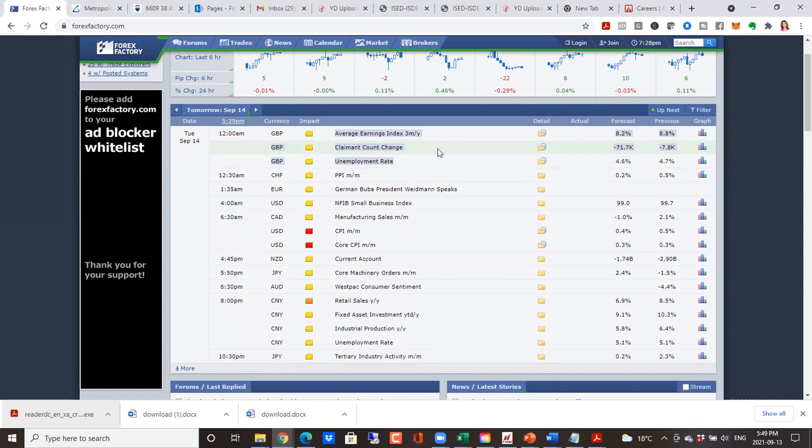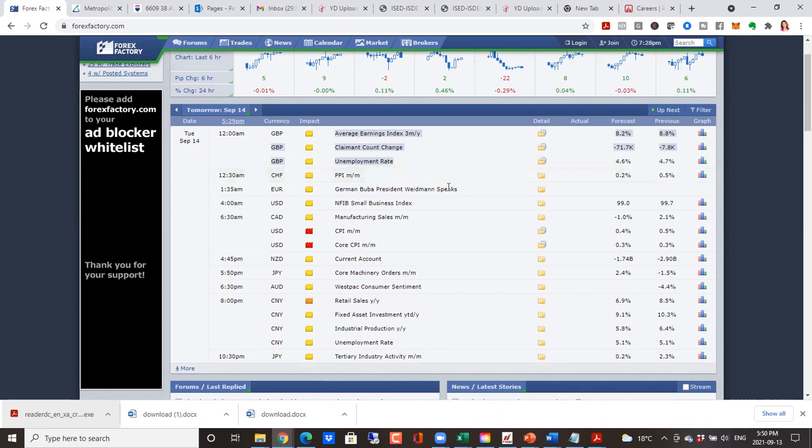Now, in terms of the claimant change here, the number has gone up a lot. So a lot more people are expected to apply for unemployment benefits here. So that's an important number. If the number comes in even higher than 71,000 here, that will be negative for the British pound. And another thing here, the employment rate is supposed to drop. And again, if it drops more than what we see there, that would be negative for the British pound.